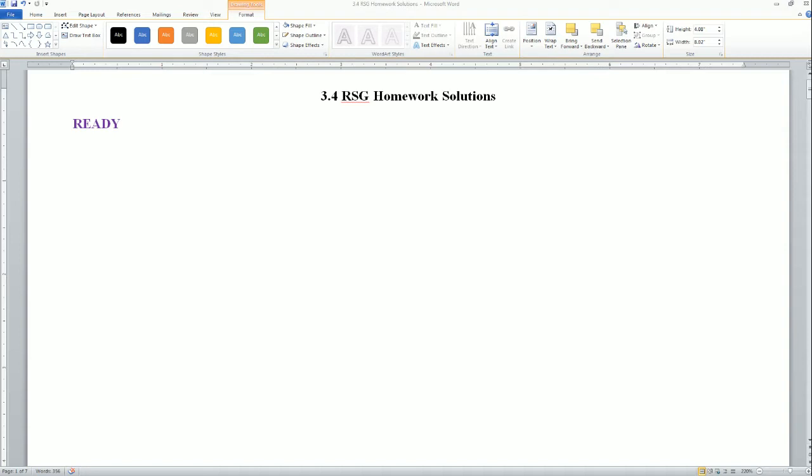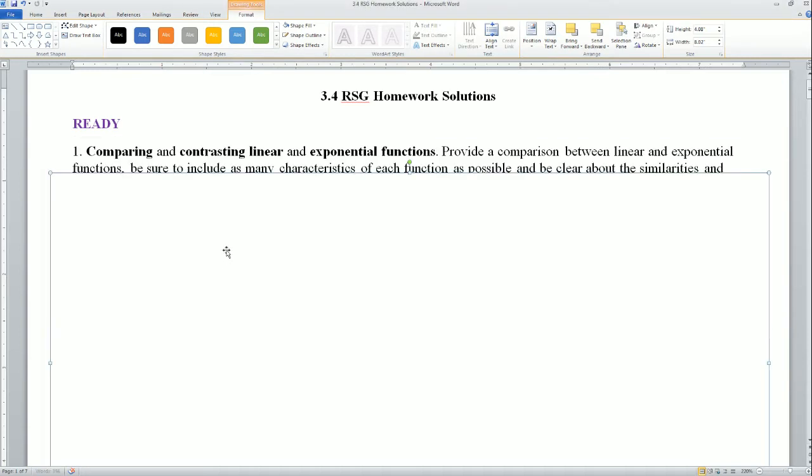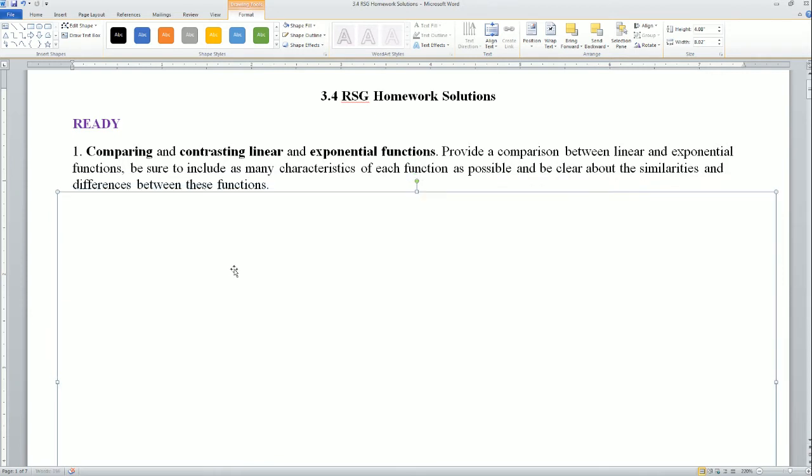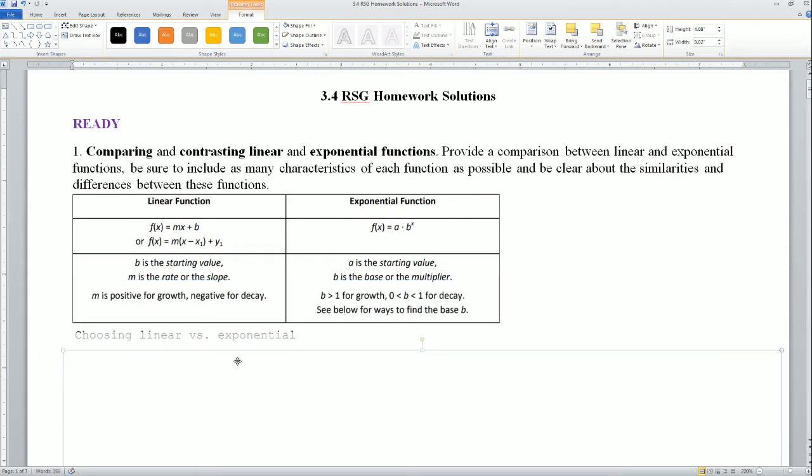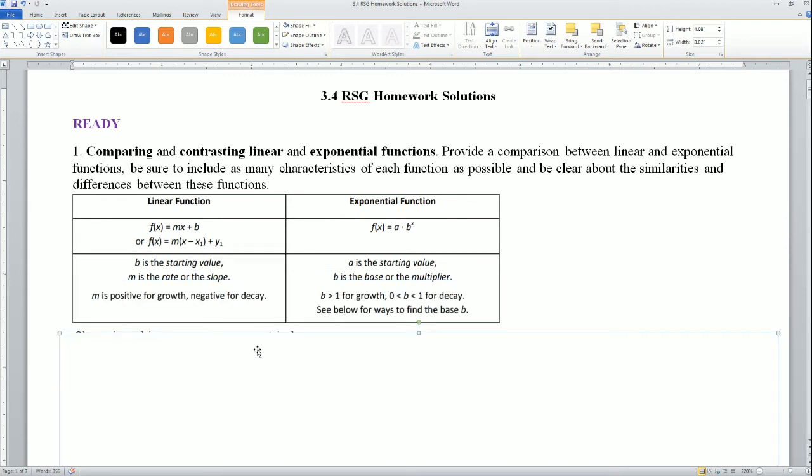Here we have the ready part, and the question says just to compare and contrast the linear and exponential functions and provide certain information about them. There's a lot of things that you can say about the linear and the exponential functions. I organized it in a very neat way for you. You could pause the video if you would like to see it in full detail.